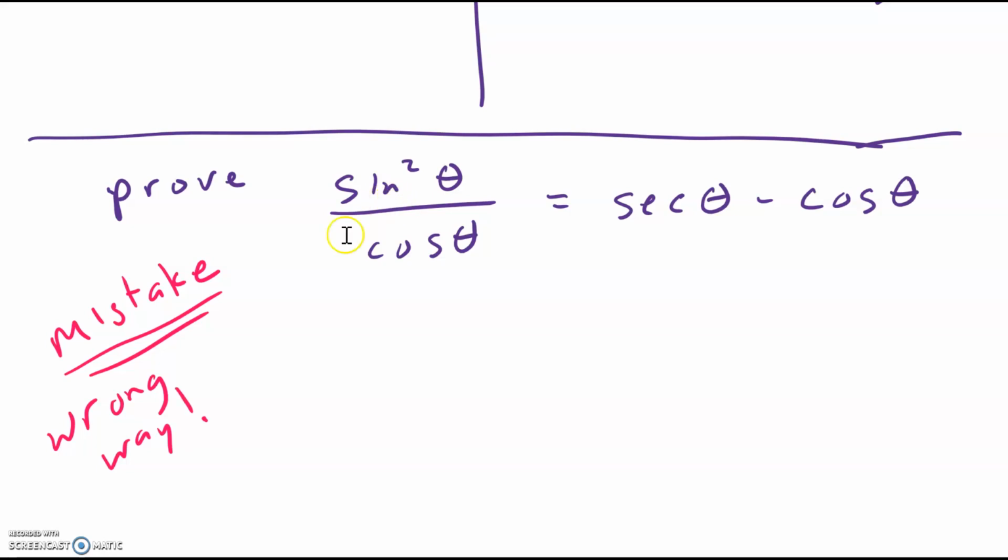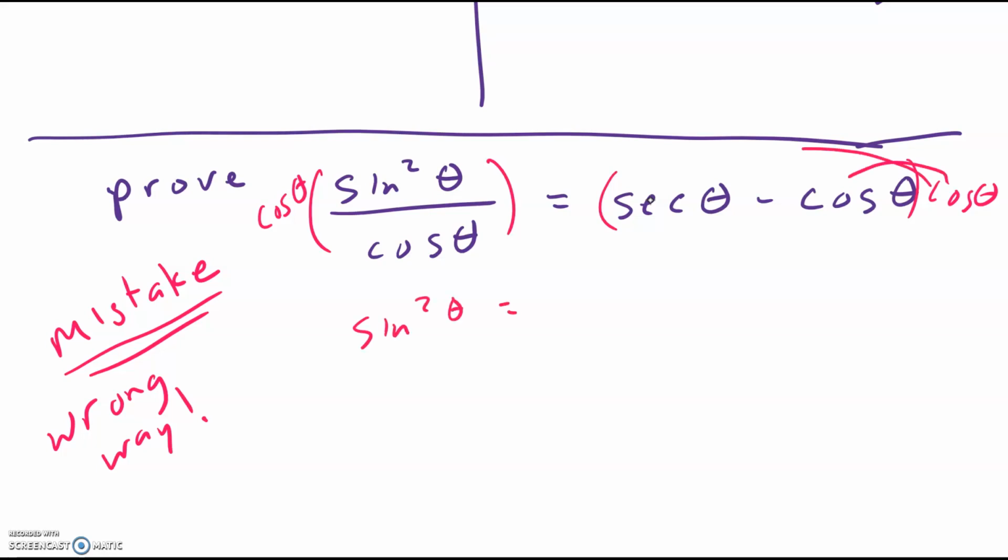You say, oh, it's an equation. I know what to do with equations. You do something to both sides, right? So you multiply both sides by cosine of theta, and then the cosines cancel. You have sine squared, and then you can distribute. Secant is 1 over cosine, so 1 over cosine times cosine is 1, minus cosine times cosine is cosine squared. Then you say, oh, look, add cosine squared to the other side. Cosine squared plus sine squared equals 1.